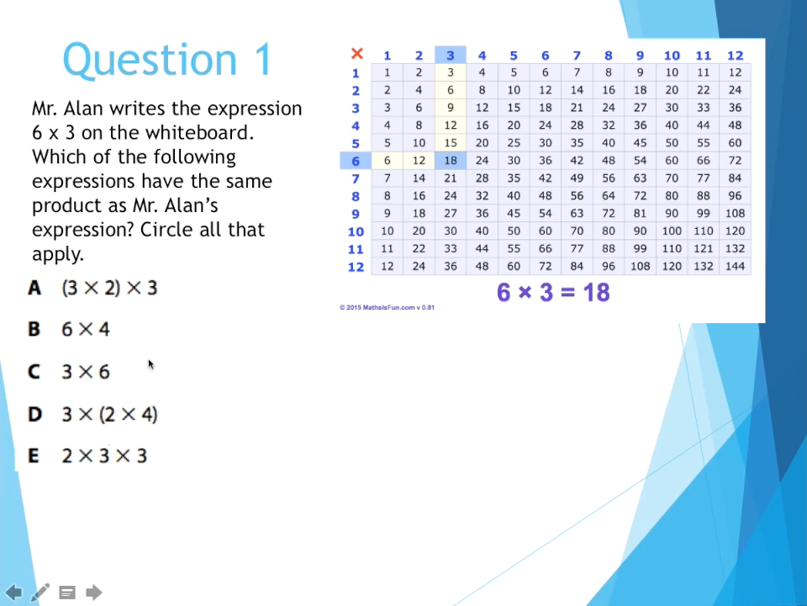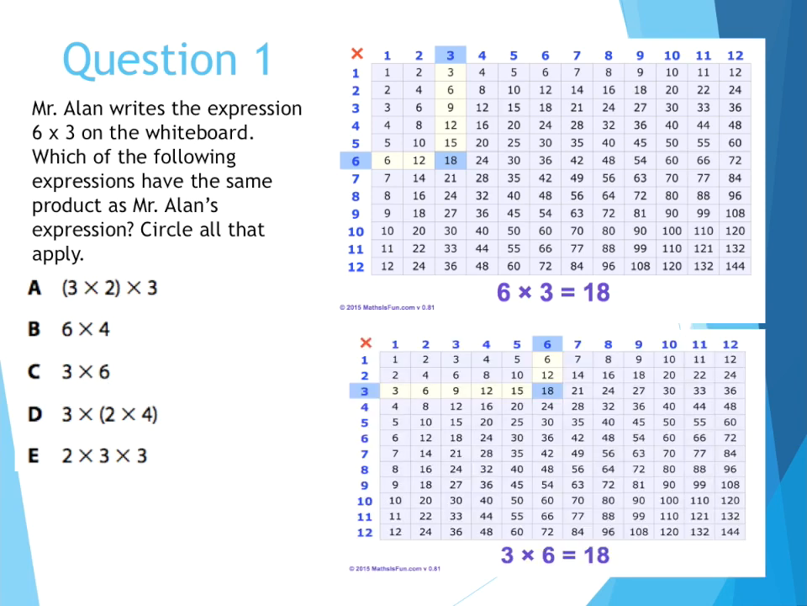So as I look down through here, some of these have 3 factors, and I just don't know right off the top of my head if they're 18. But as I look at C right here, I see that C is 3 times 6, and I know the commutative property of multiplication says that I can multiply them in any order and still get the same product, which is true. So 3 times 6 does equal 18.